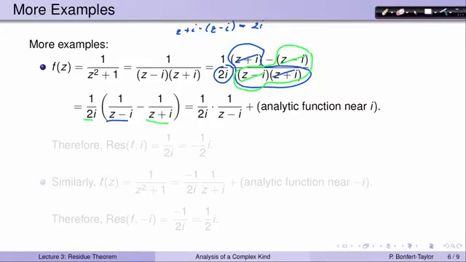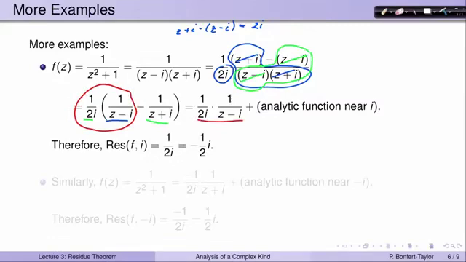We want to find the residue at each of those points. So near i I need to write this function in terms of powers of z minus i. I already have 1 over 2i times 1 over z minus i. The rest represents something that is analytic near i. I don't even have to bother finding the exact representation.